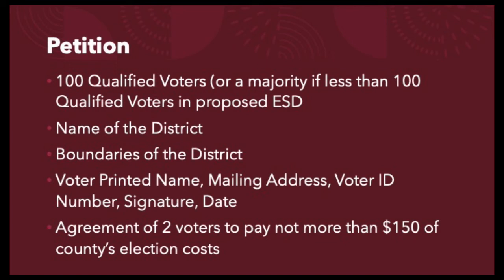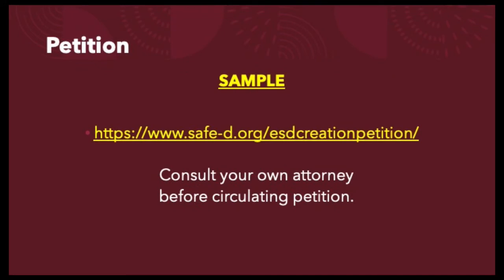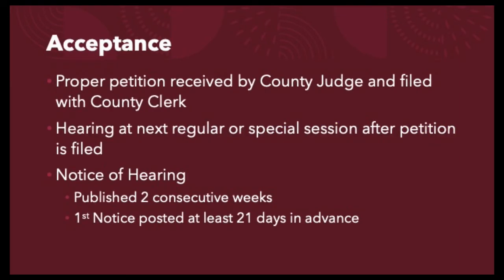The petition describes the name of the district, the boundaries, and collects the printed name, mailing address, voter ID number, signature, and date from the signer. Two of the petitioners have to agree to pay not more than $150 of the county's election costs. We have a sample petition on our SafeD website, but we strongly urge petitioners to consult their own attorney to craft the petition. Once the proper number of signatures are collected, the petition is submitted to the county judge. The county will call a hearing and will have to publish 2 notices, the first at least 21 days before the hearing. This is where it gets tricky.